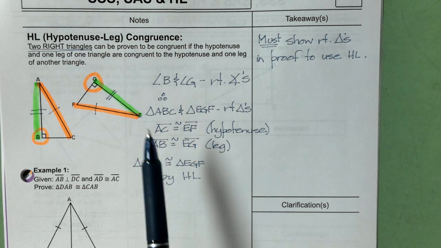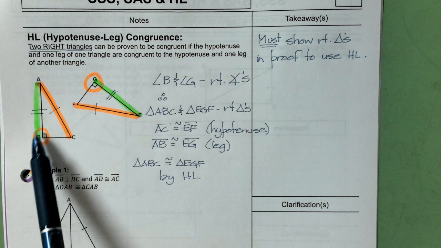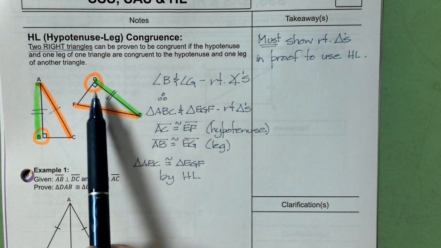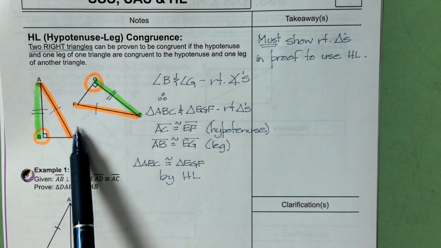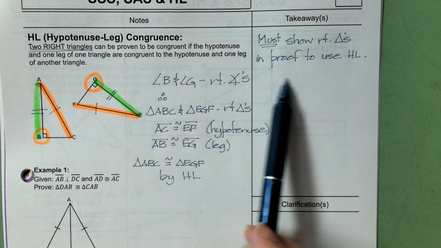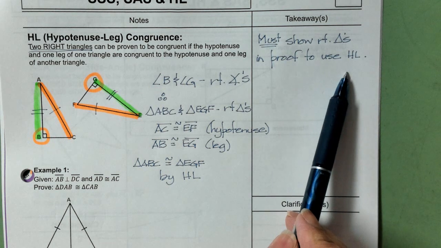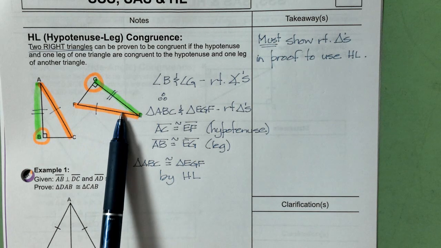So let's look at how I've marked this diagram. I know I have right angles. B and G are right angles because I have these little boxes. Therefore, triangles ABC and EGF are right triangles, which is what I need to show somewhere in my proof to use hypotenuse leg. I've marked AC congruent to EF.